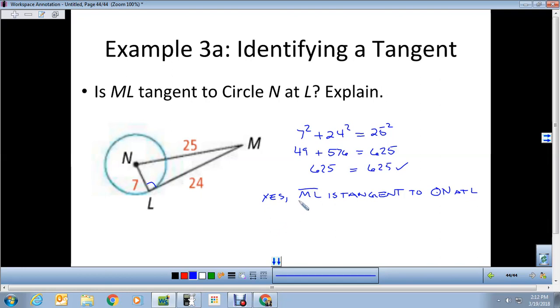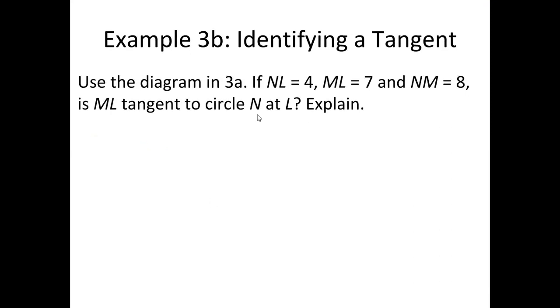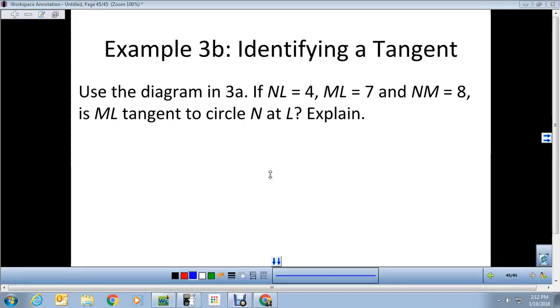All right, you guys try the next one. Using the same diagram, if NL is equal to 4, ML is 7, and NM is equal to 8, is ML tangent to circle N at L? So that means we're going to take NL, which is 4, that's one of the legs, and then we have ML, which is the other leg at 7. And our NM is our hypotenuse, so we're seeing is 4 squared plus 7 squared equal to 8 squared.